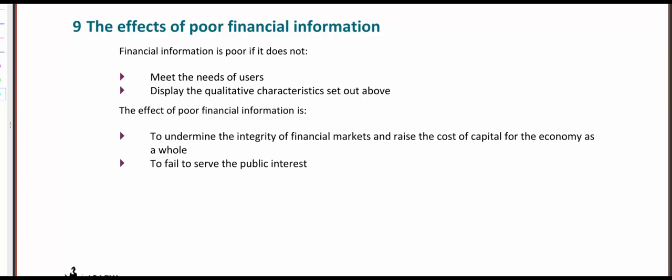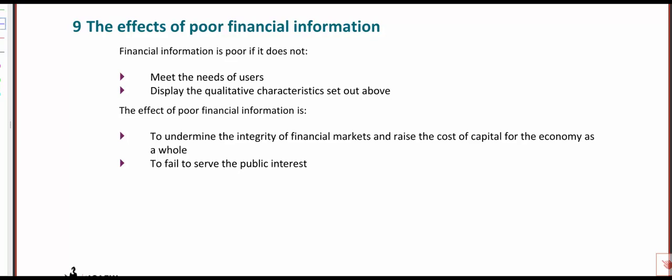Welcome back to chapter 6 then. The final thing that we're going to look at, a very short recording, just to consider the effects of poor financial information. So we spend lots of time thinking about what information is, how I process information, what makes perhaps good financial information. And this last very short recording then, just thinking about what happens if we don't have that, if we don't have good quality information.